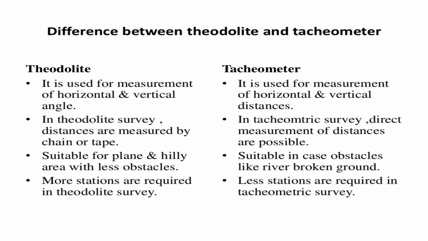Then theodolite is suitable for plain and hilly area with fewer obstacles. Tachyometer is suitable in case of obstacles like river, broken ground. More stations are recorded in theodolite survey. Fewer stations are recorded in tachyometric survey. These are the differences between theodolite and tachyometer.